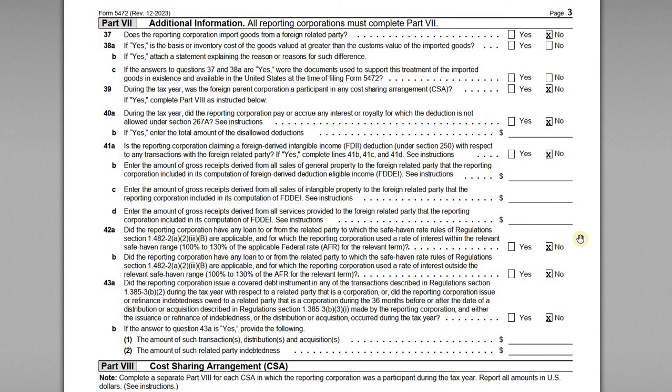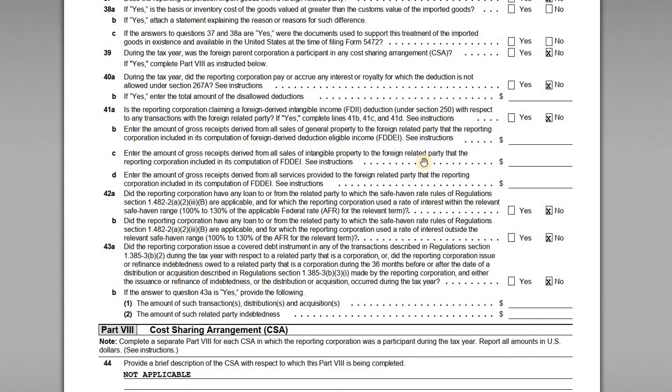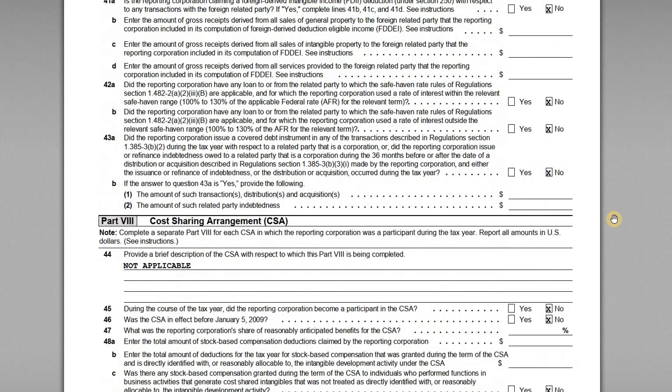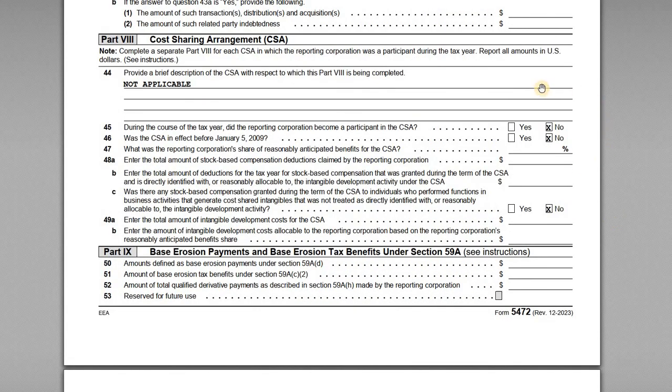Now, parts 7, 8, and 9, in our case, none of these apply. So, for example, right, we're not importing goods from a foreign related party. We're not participating in any kind of cost-sharing arrangements, so all of these questions are just going to be no given our circumstances. We don't have any intercompany loans for which we even need to worry about the safe harbor rules. So go through each of these, see if they apply to your circumstances or not. In our case, they don't. So Part 8, cost-sharing arrangements, not applicable. Part 9, we don't have to do anything with the BEAT, base erosion issues.